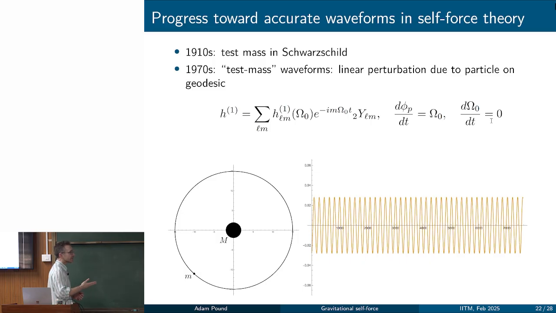In the 1970s, people started to look at radiation emitted by a small object orbiting around a black hole. So the work of Teukolsky, the work of Detweiler, and others. And this gives you what are called test mass waveforms. So there you put a particle on a fixed geodesic orbit. Back then they were really only considering circular orbits, so you have a particle just moving around in a circle around a Schwarzschild black hole or a Kerr black hole. And the waveform you get out looks something like this.